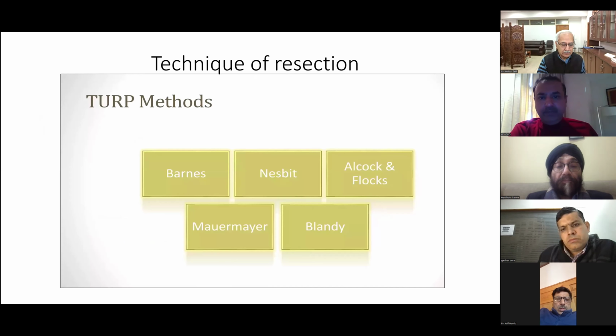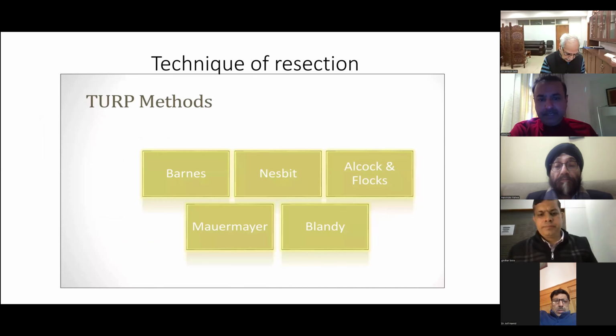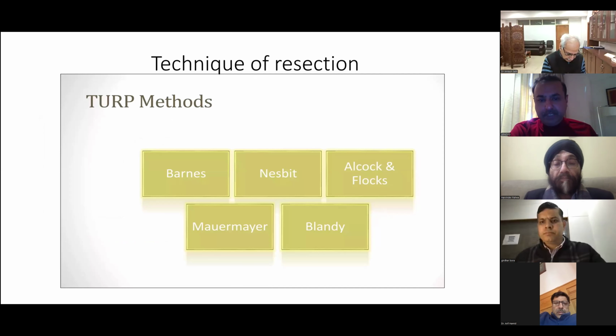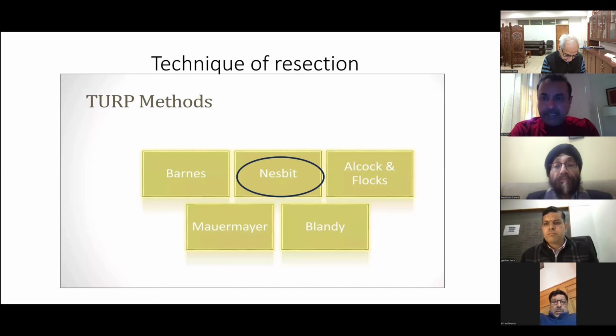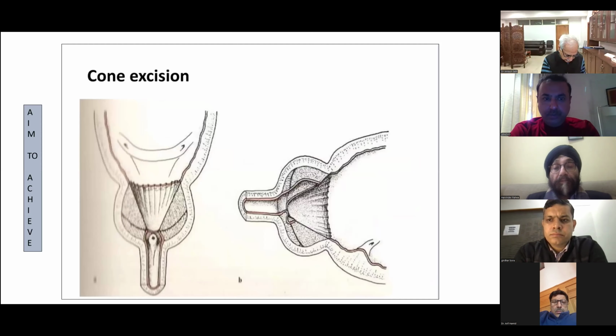Coming to the technique of the section, what are the TURP methods? The commonest methods are the Barnes, Nesbitt, Alcock and Flocks, Mauermayer and Blandy, and two more have been added. I'll just talk about them. The most commonly practiced in India, at least what I'm aware of, is the Nesbitt and the Mauermayer technique, which videos I'll just show you. The aim is to achieve a conical resection of the prostate. Always remember that it's like a cone, and this is how the fossa would look at the end of a good, nice TURP.